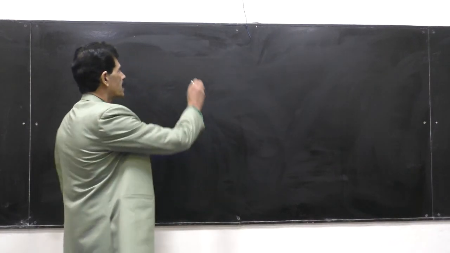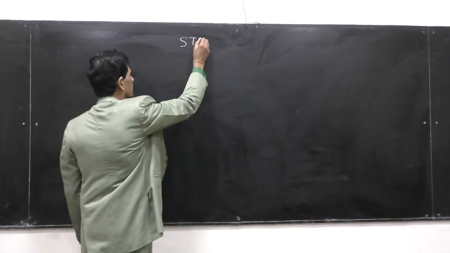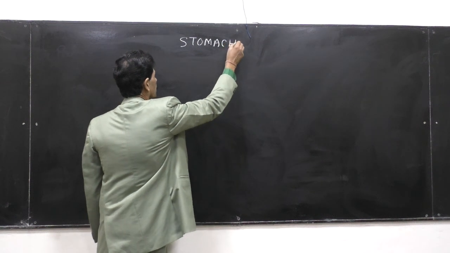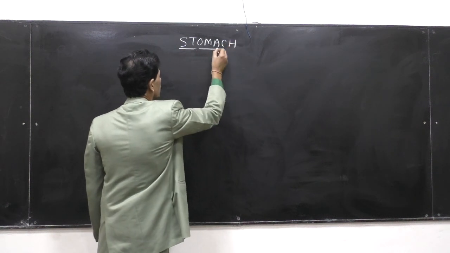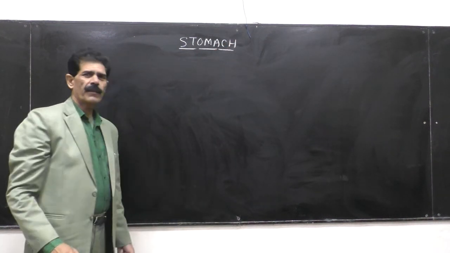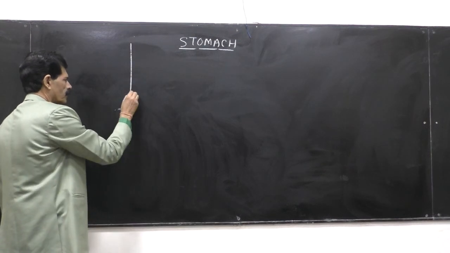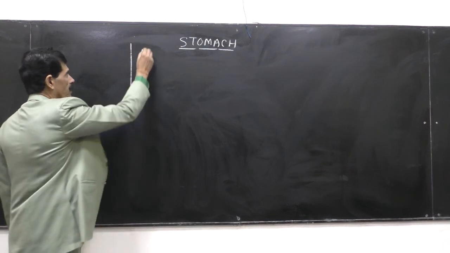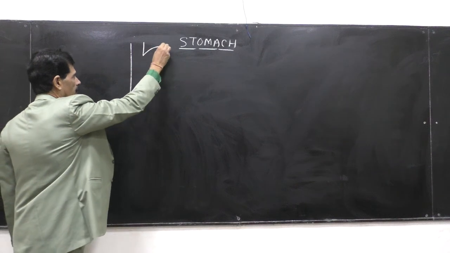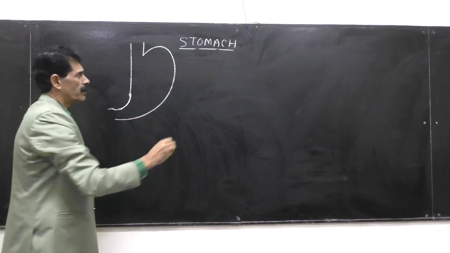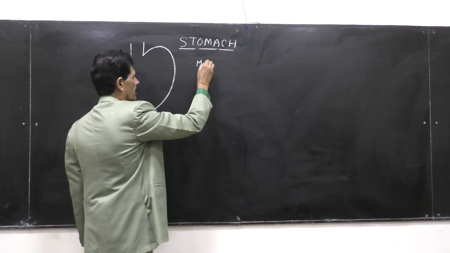So today we will do the stomach. The stomach is an alphabetically J-shaped structure and is derived from the foregut. First we will do the morphology of the stomach.